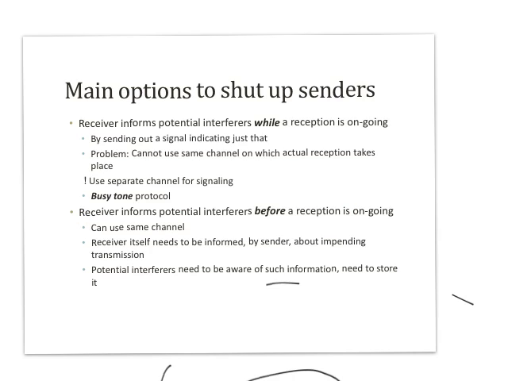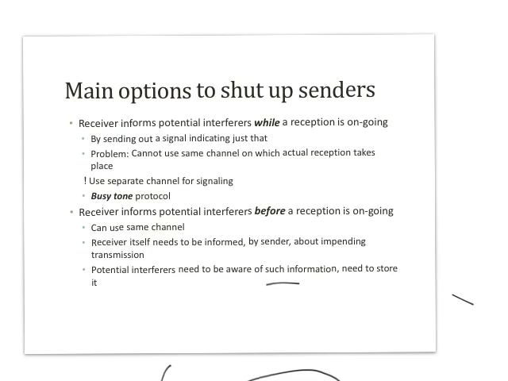Another approach, which is the more common mechanism that's currently used in 802.11, is that before you send something to B, you send a request first: I want to send to B something. B will respond back saying you can send. When B sends the response back, C will hear it. It's similar to the busy tone, but it happens before the transmission, not during the transmission.